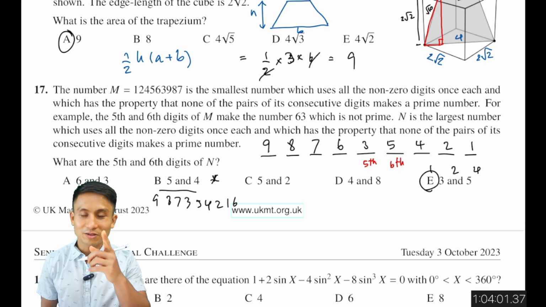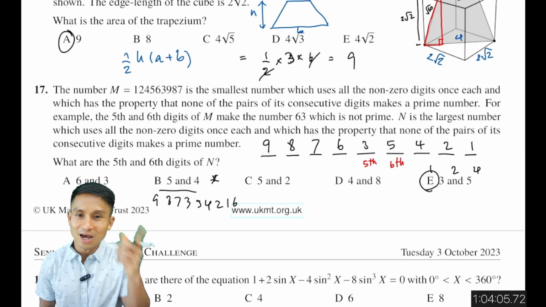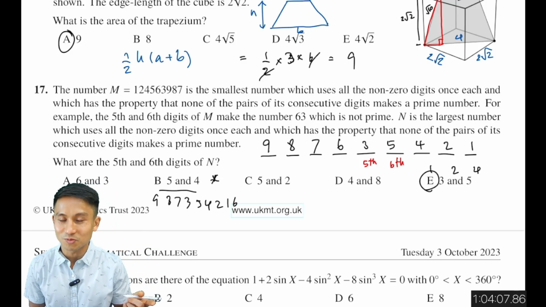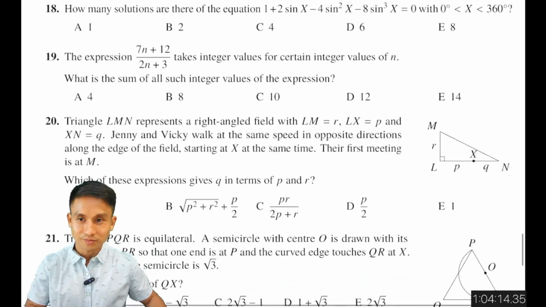Yeah, because if I did try 4 and 8, then 8 is already taken out from the second digit. That's gonna make it a lot smaller. If I do 6 and 3, well, that's smaller than this one. Yeah, so I'm gonna go with that.